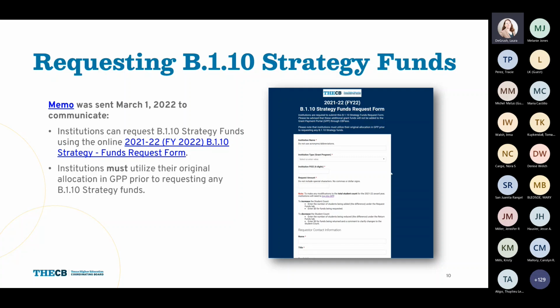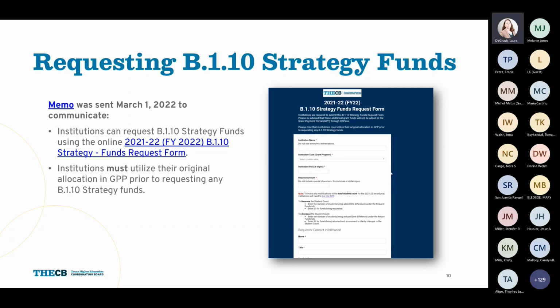It is a Smartsheets request. It's a form, and you can learn more information going back to a memo sent out on March 1st about this process. This is a separate specific form for the additional funds, and this will be a request that you use to get these additional funds.